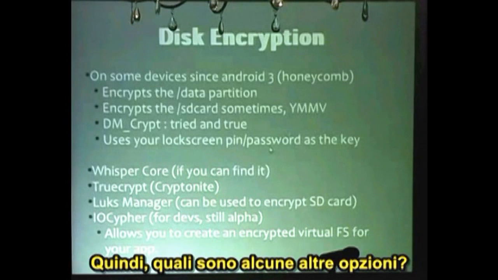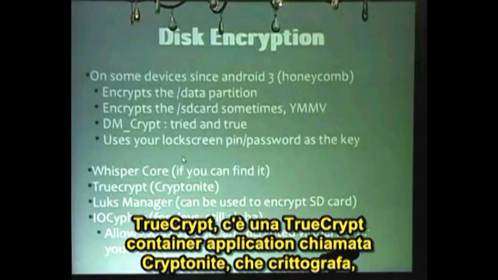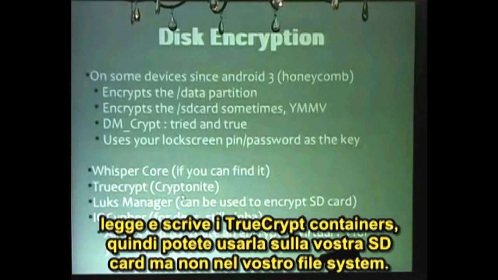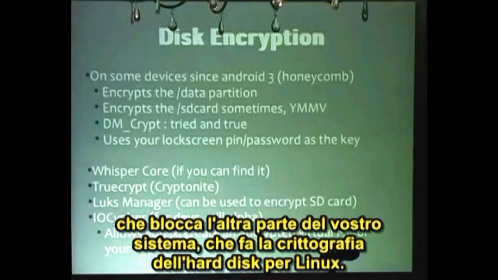So, what are some other options? Well, there was Whisper Core until Twitter bought it, and now there's no more such thing as Whisper Core. There's a TrueCrypt container application called Kryptonite, which will create and read and write to TrueCrypt containers. So you could use that on your SD card, but not on your file system. And there's also LUKS Manager, which uses LUKS, which can create LUKS containers. LUKS is the other part of the system that does hard disk encryption for Linux.